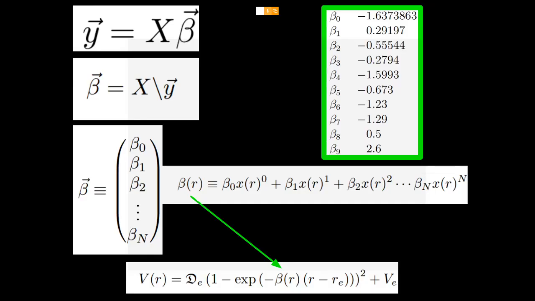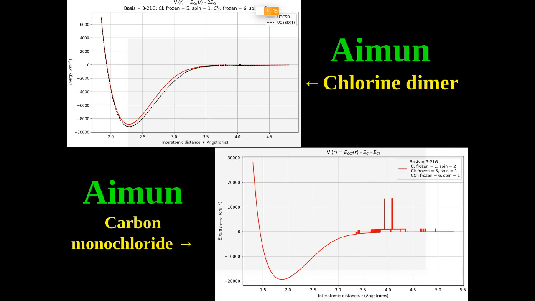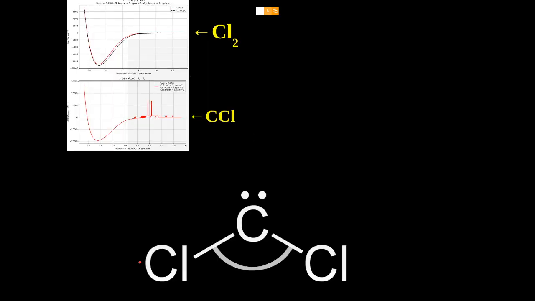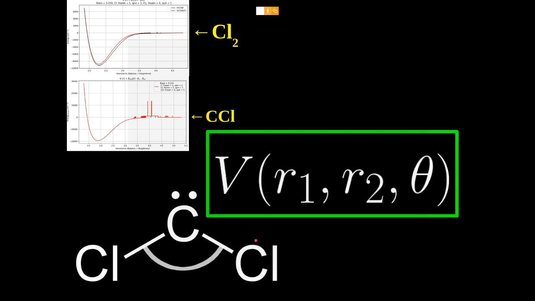Okay, so I hope that was interesting. Let's now talk about some of the calculations that were done by some of the students here. Aymoun did the chlorine dimer and carbon monochloride. So that's interesting. Two different diatomic molecules here. So Aymoun is ready to move on to triatomics. Here we have dichlorocarbon. Now, the potential energy curve is going to depend on this internuclear distance, and the angle here. Okay?